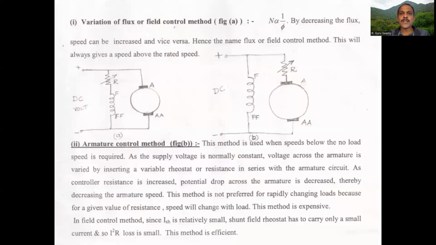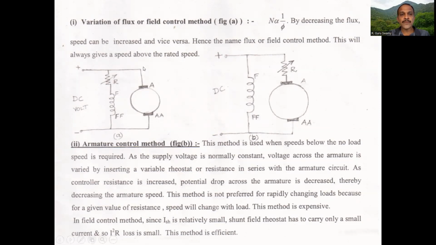Whenever you want to control the speed of the DC motor, it has to be connected in a shunt way. What is this shunt? Connecting the field windings in parallel. So here, as I said, there are two methods: one is the armature control method and the other one is the field control method, or field flux control method.